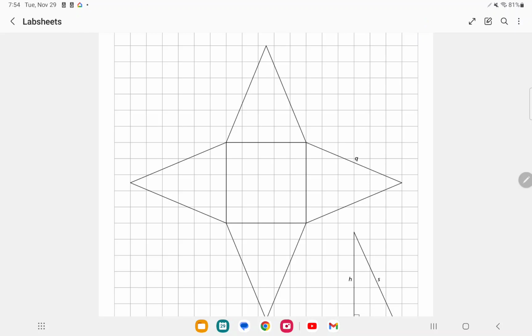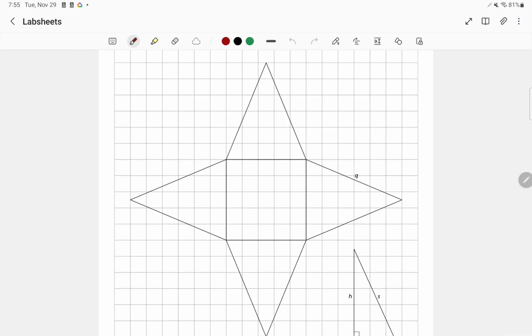Now, number 1 says to find the exact value of Q. Then we're going to explain whether it's a rational or irrational number. So first, let's find the exact value of Q. Let's highlight that side that we want to find right there. That can be the hypotenuse of this right triangle.